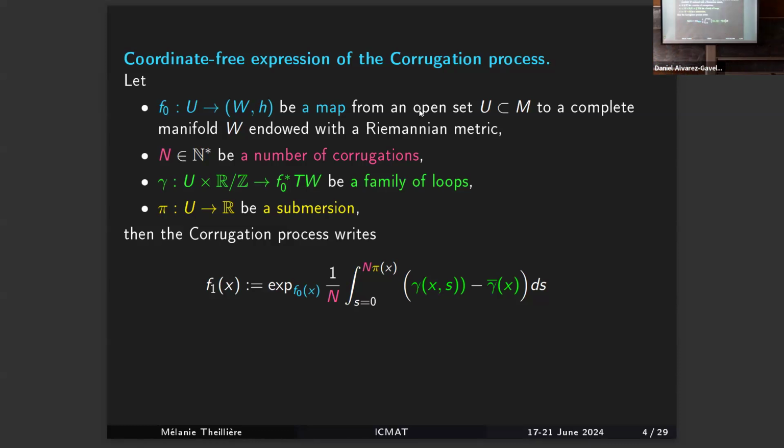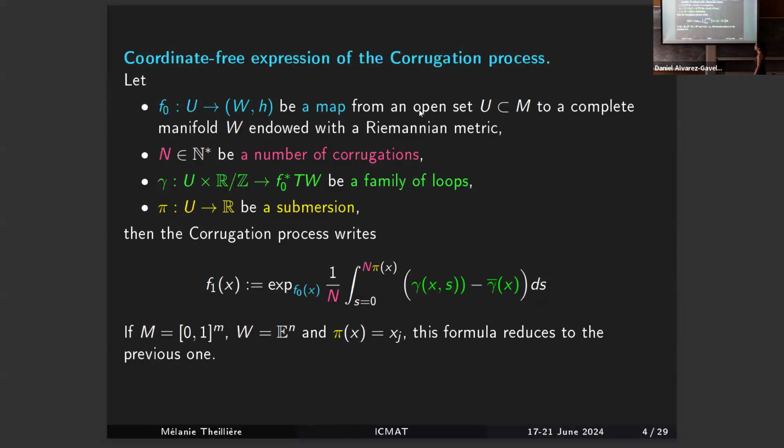And of course, if we choose as parameter the initial manifold, which is [0,1]^m, the goal space, this is the Euclidean space, and the submersion, which is equal to just the projection in the direction xj, we find again the previous formula in a coordinate system. So this is just a parenthesis.